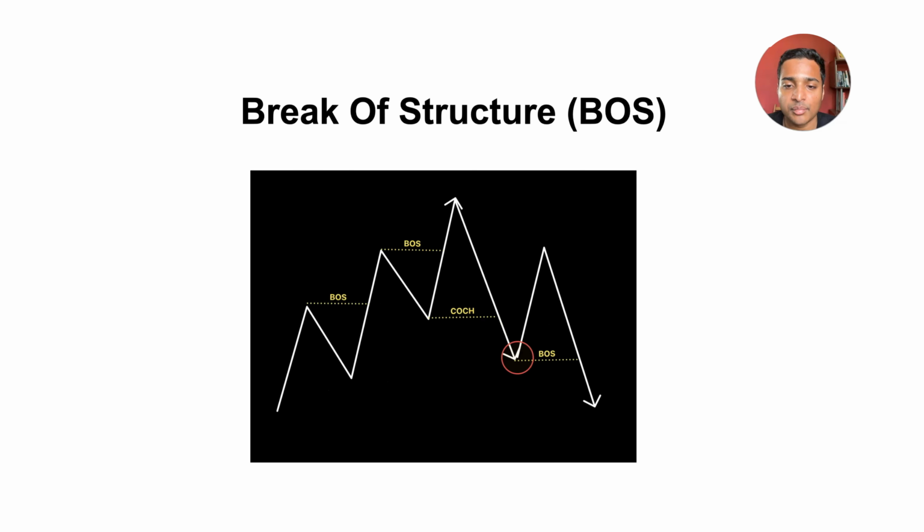After the change of character, price then formed a lower high and then another lower low. This is now a break of structure, as we're continuing the newly established downtrend formed initially from the change of character. As it is a continuation, we would call this a break of structure.